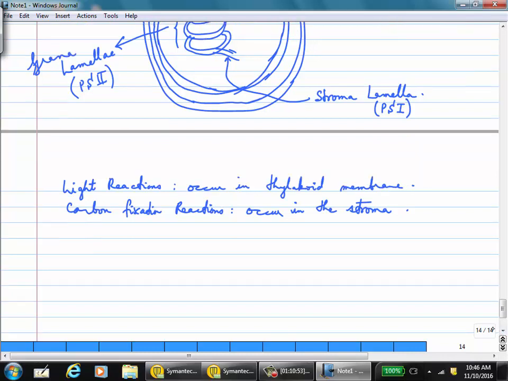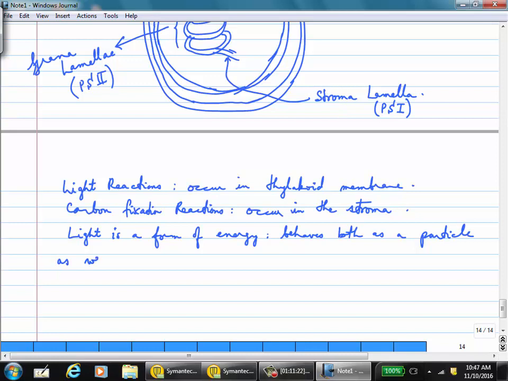Now before we can discuss the light reactions, let's recapitulate a few facts. Light is a form of energy, and this is stuff that you as engineers should be knowing. Light behaves both as a particle as well as an electromagnetic wave.